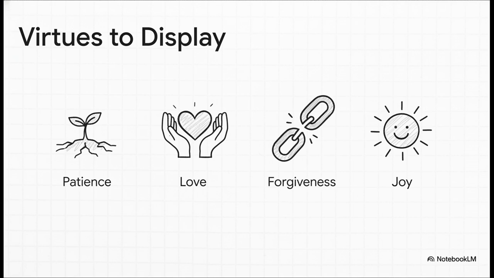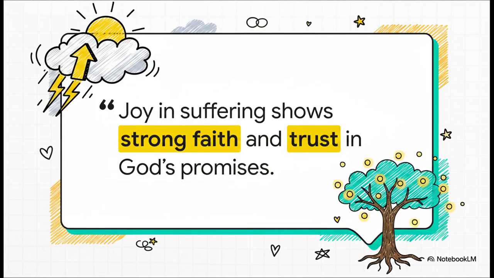The lesson then outlines these key virtues or character traits that students are encouraged to actively show while they're facing hardship. So it's not just about passively enduring it, it's about actively demonstrating positive qualities like patience, love for other people, forgiveness, and even joy. Now this quote here, this is a really crucial piece of the lesson's logic. It directly connects an emotional state, joy, to the strength of a person's faith. So, within this framework, feeling joyful during a really difficult time is presented as the ultimate expression of trust that God's promises of a future reward are actually true.